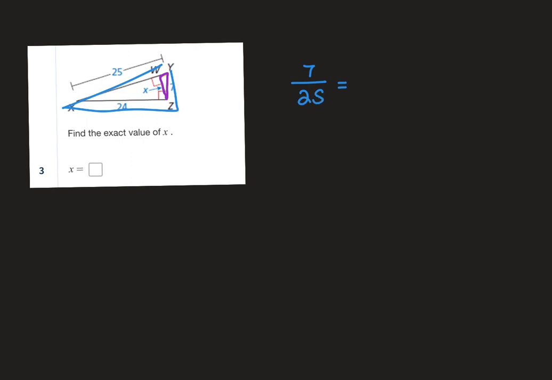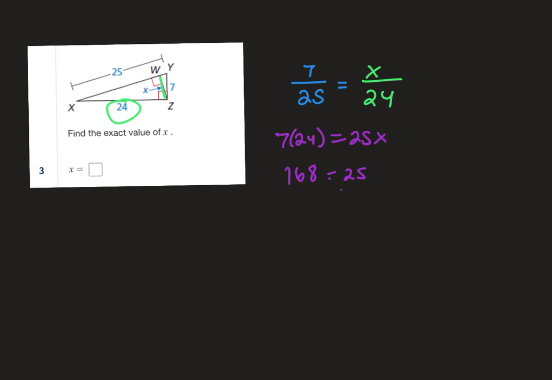So if you're trying to find what x is, x would be the middle length side of the small triangle, so it would go over the middle length side of the large triangle, which is 24. And then you can cross multiply. 7 times 24 equals 25 times x. 7 times 24 is 168, and then you divide both sides by 25. So x is 168 over 25.